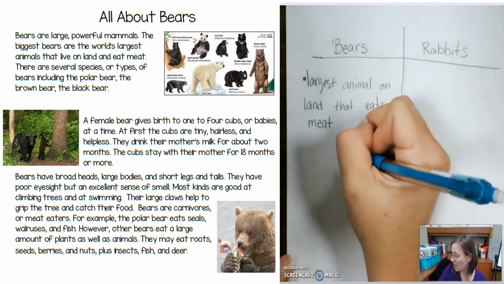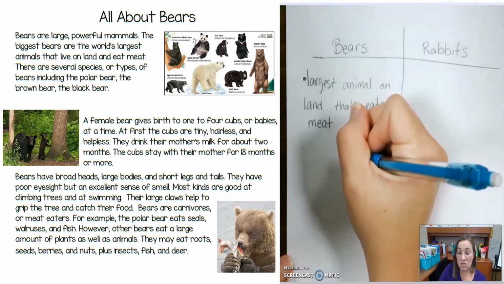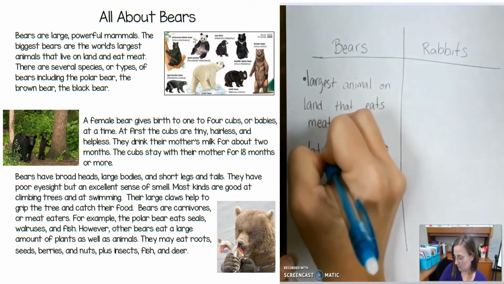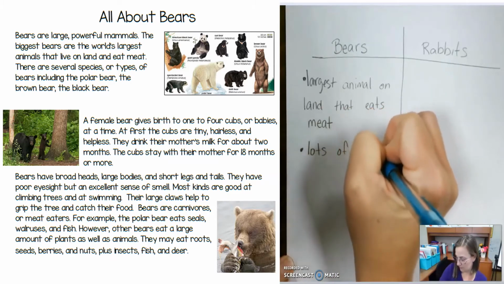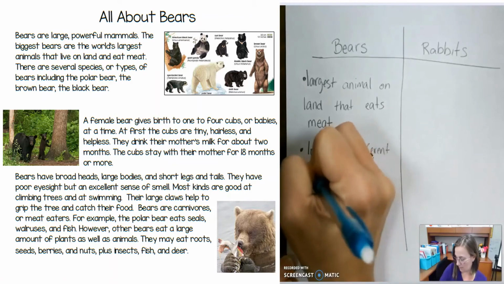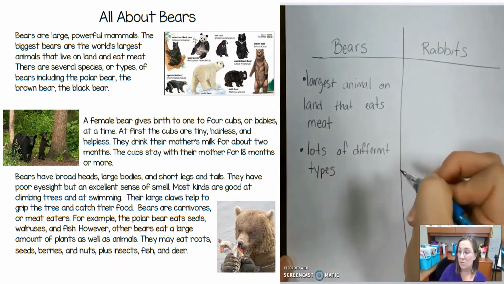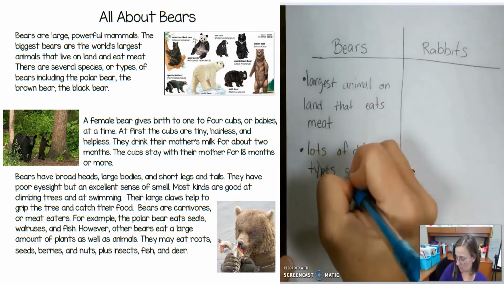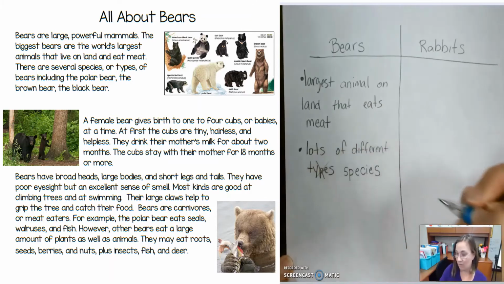Another fact that I saw on there was there are lots of different types, aren't there? That text feature showed all the different kinds and how they all look really different. So I'm going to add that fact. Lots of different types. Except I really want to use the science word for that, so I'm going to cross out the word types and use the word species, because species is just another word for a type of an animal.